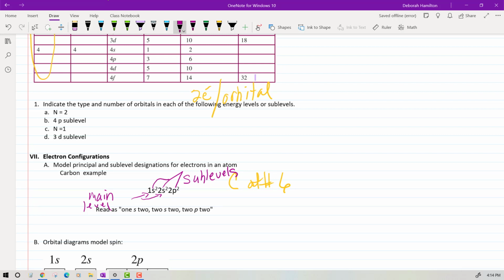And then what's really cool about this is that if you add up all the electrons, 2, 4, 6, that means you have 6 electrons. So if you know the number of protons, which you can find by looking at the periodic table, then you know the number of electrons. And the little sentence under that says you read this as 1s2, 2s2, 2p2. And that's how you read an electron configuration.